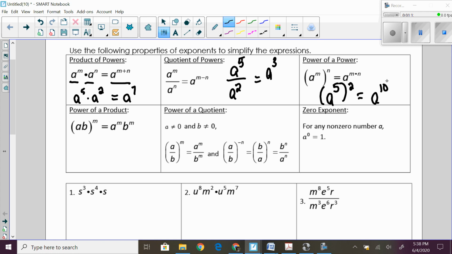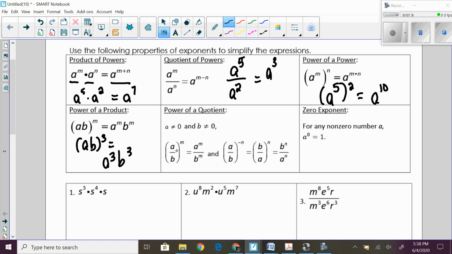Okay, power of a product, we just have to make sure that each of the values inside those parentheses being raised to the exponent are raised to the exponent. So for example, if we had something like (ab) to the 3rd, we can rewrite that as a to the 3rd, b to the 3rd.